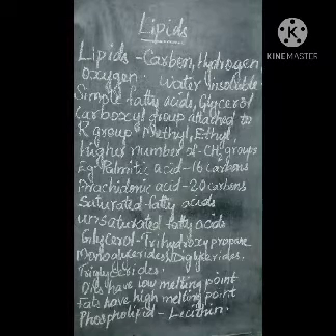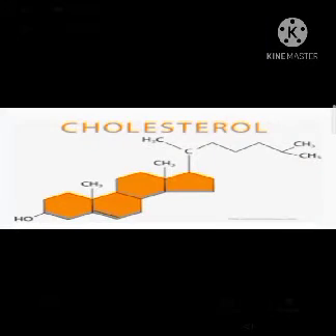Okay, so one of the lipids with a more complex structure is cholesterol, which is found in the neural tissues. Okay, so this is about lipids. This is the structure of cholesterol. So that's all about lipids.